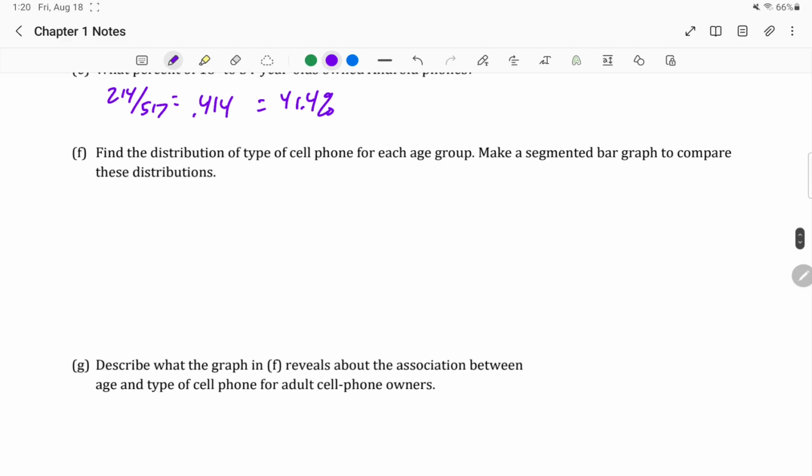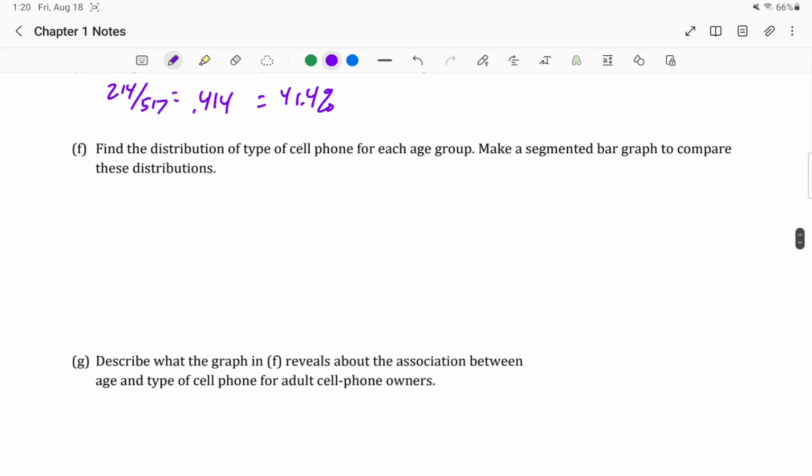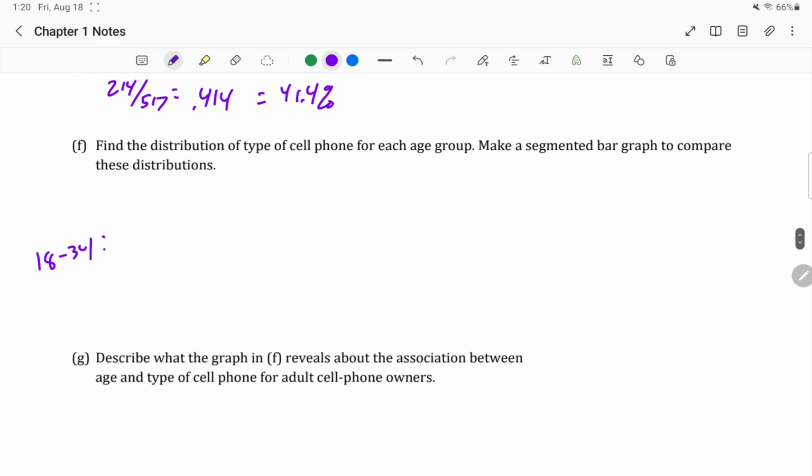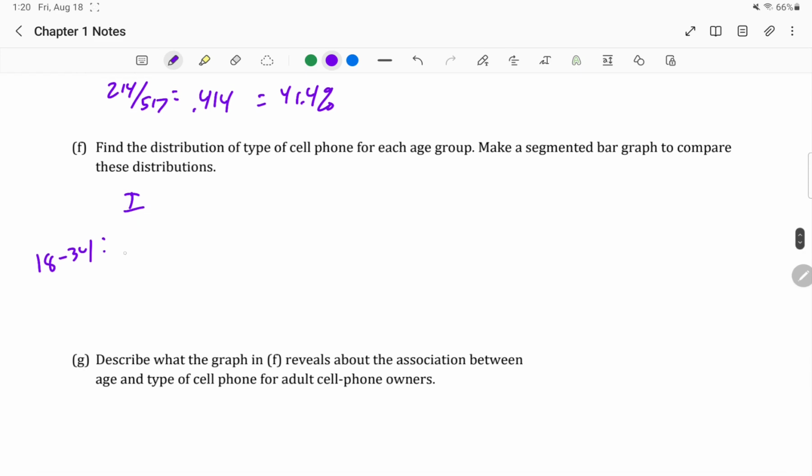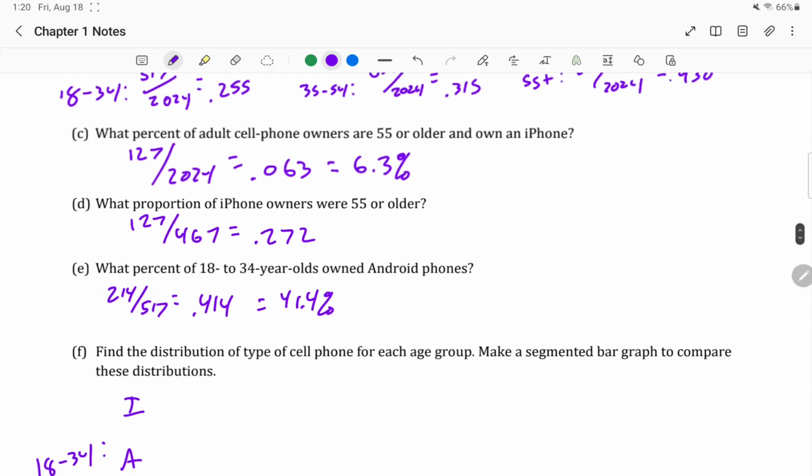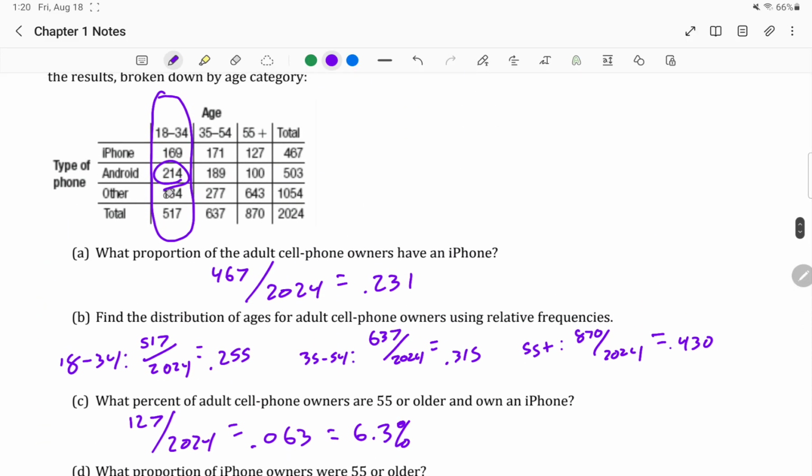Now, it says find the distribution of cell phone type for each age group. For each age group. So I'm going to find the marginal frequencies here for each age group. So for the 18 to 34-year-old age group, I need an iPhone, I need an Android, and I need others. So that's the way this works, right? For 18 to 34-year-olds, I'm specifically looking at the 18 to 34-year-olds.